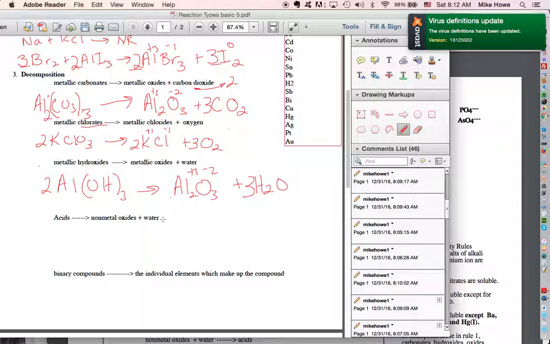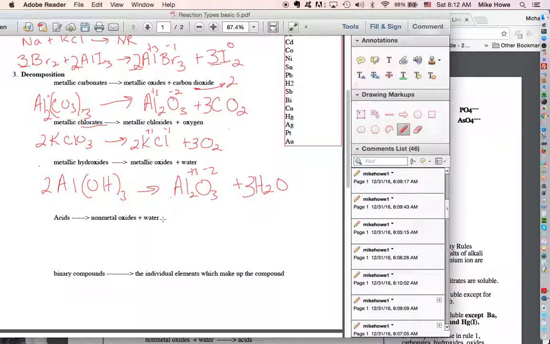All right, now back. All right, acids. We've got non-metal oxides and water. And these are probably the most complicated of the basic reaction types. Acids and then synthesis are a little tricky as well. So for acids, we'll start with something like, say, phosphoric acid.